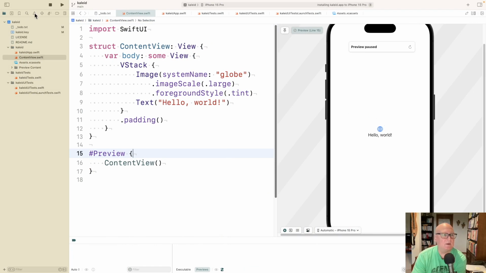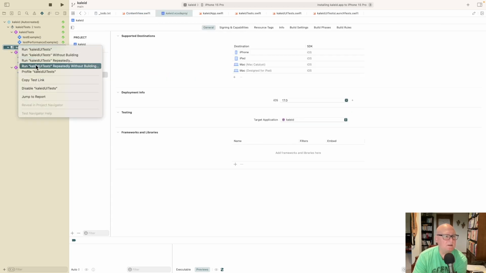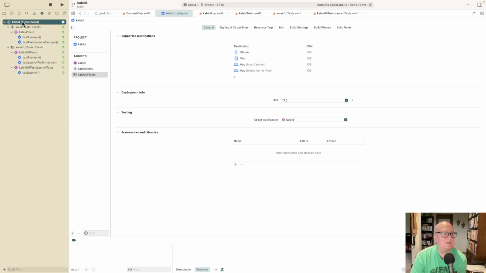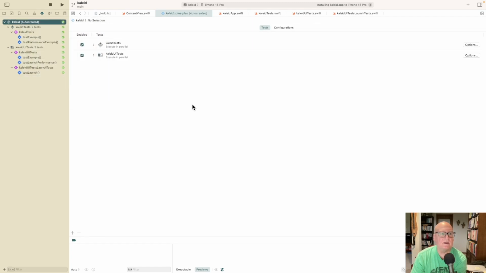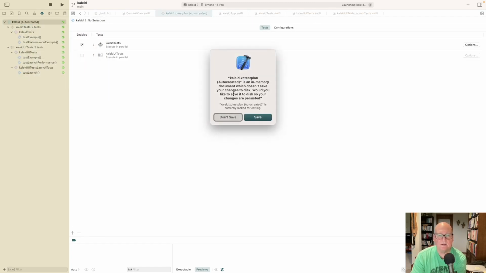I don't really want UI tests. Let's turn those off if they're on. Oh, I know what it is. I guess this is kind of an in-memory structure, right? Yeah. Okay, I can turn this off. In-memory document doesn't change. Would you like to save it? Yes.